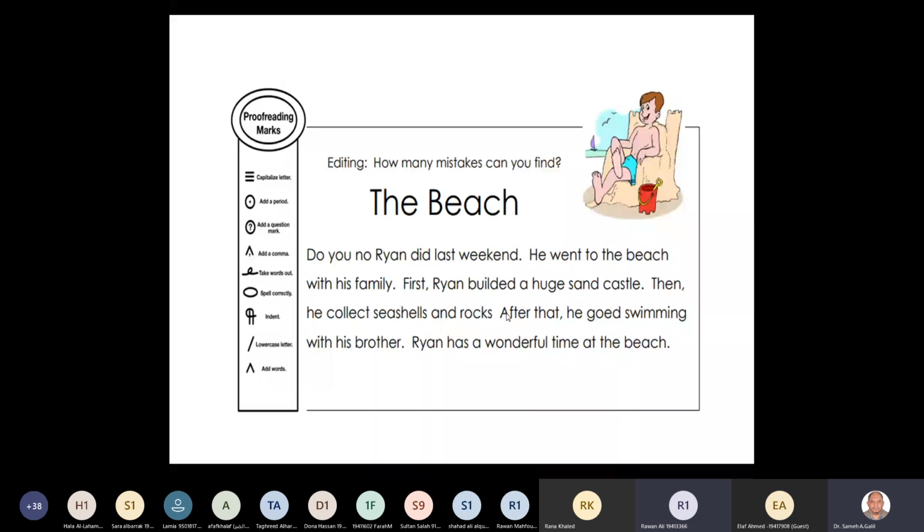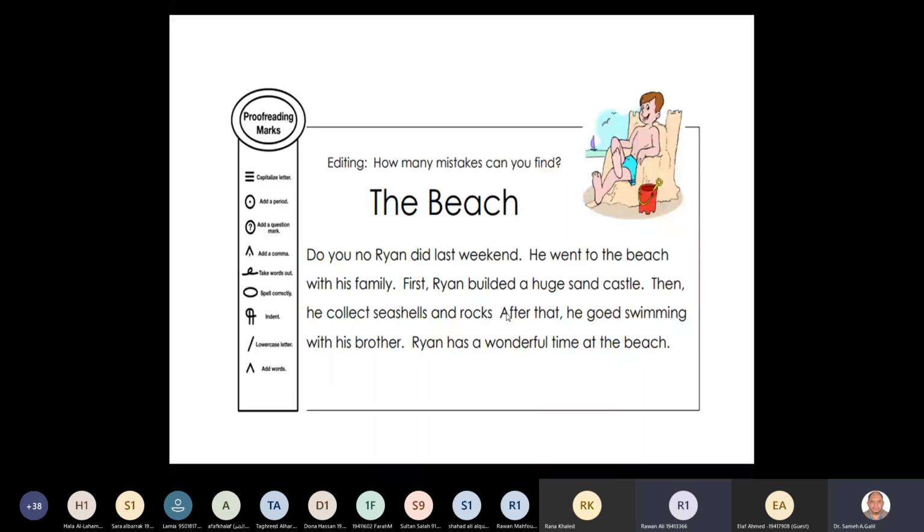Doctor? Yes, go ahead. My name is Rawan Ali. We use a space after a full stop. I think there's not a space necessary. Okay. You mean we have different spaces after every full stop, and this is not necessary, right? Yeah, that's good. And at the beach, I think we use at for time, not for a place. Yeah, I mean, it can be used both with time and also with place.